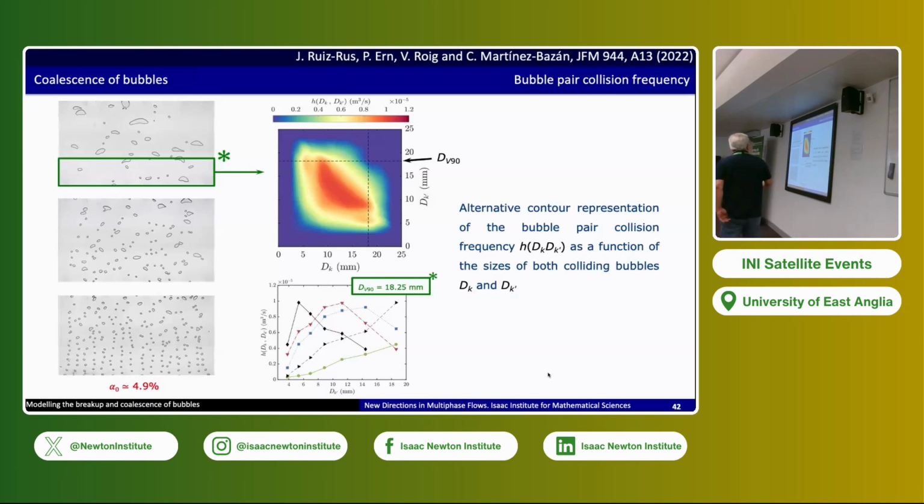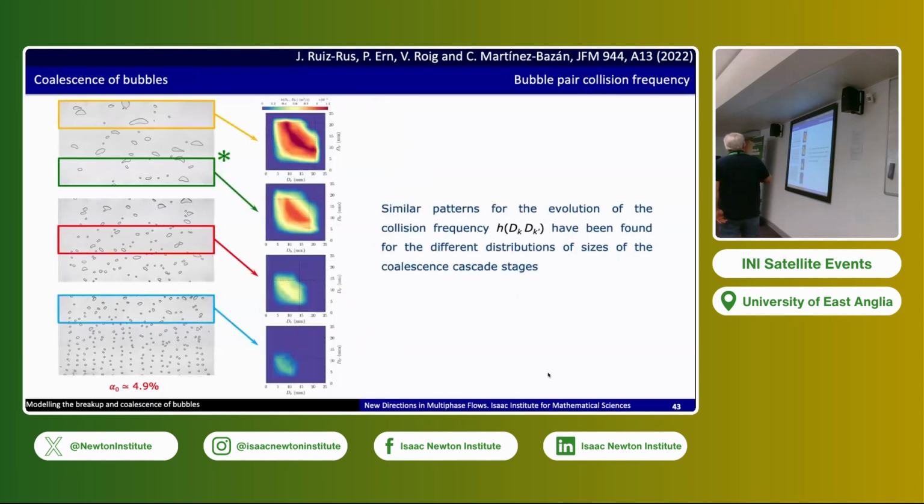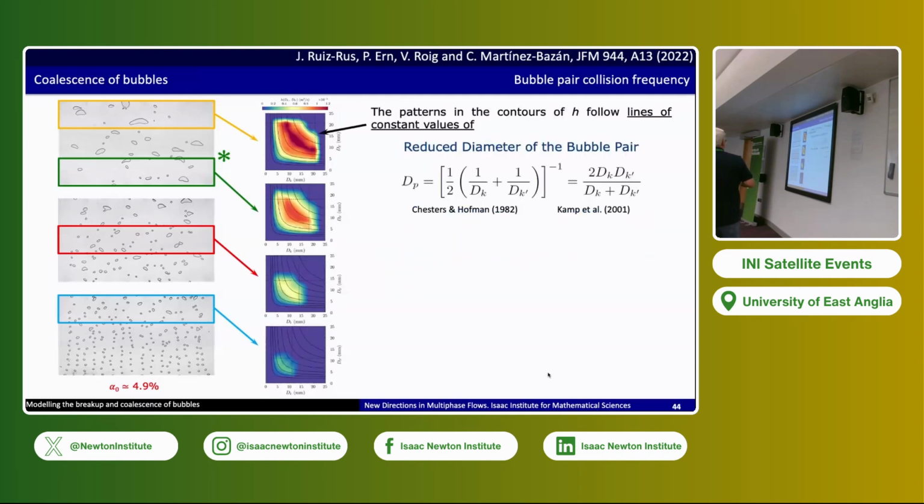Showing the same plot for the different positions, we saw that the plots show similar patterns, and we realized that this collision or coalescence frequency is just a level curve of what we call the reduced diameter. The reduced diameter is nothing but the diameter of the bubble whose curvature is the mean curvature of the two bubbles that are interacting.